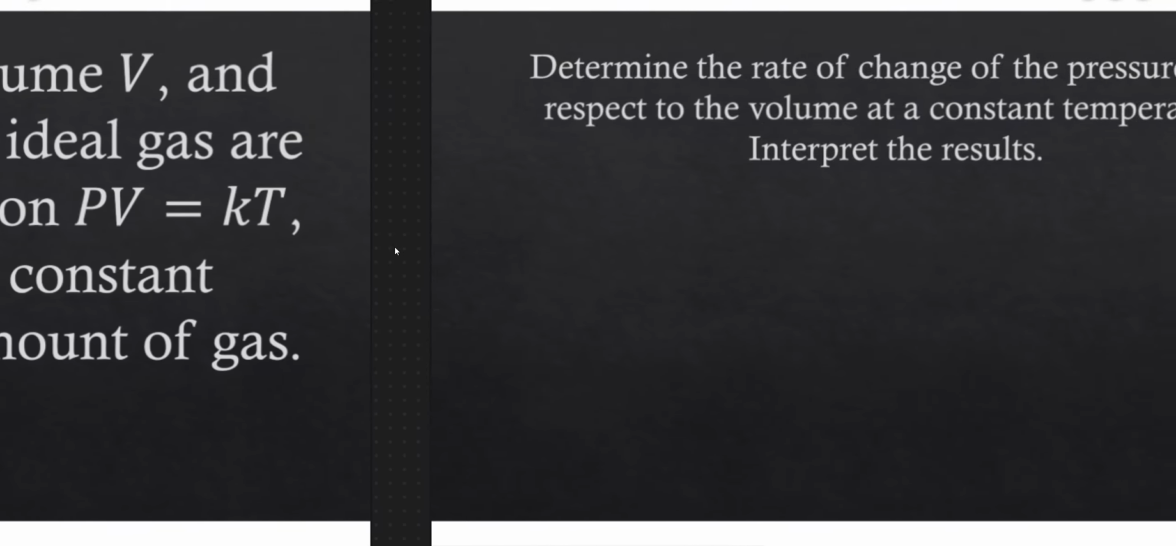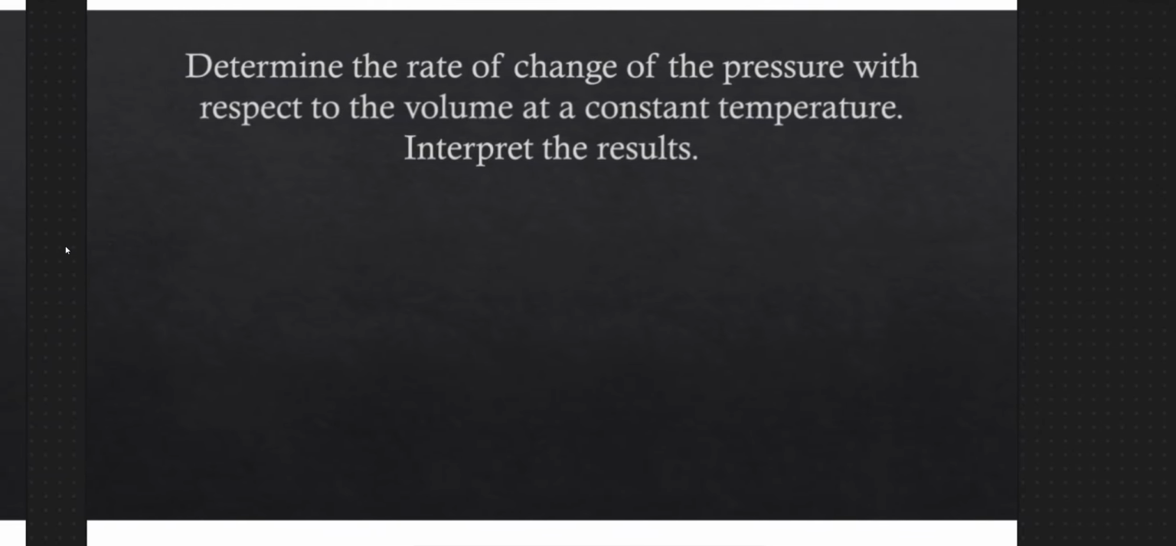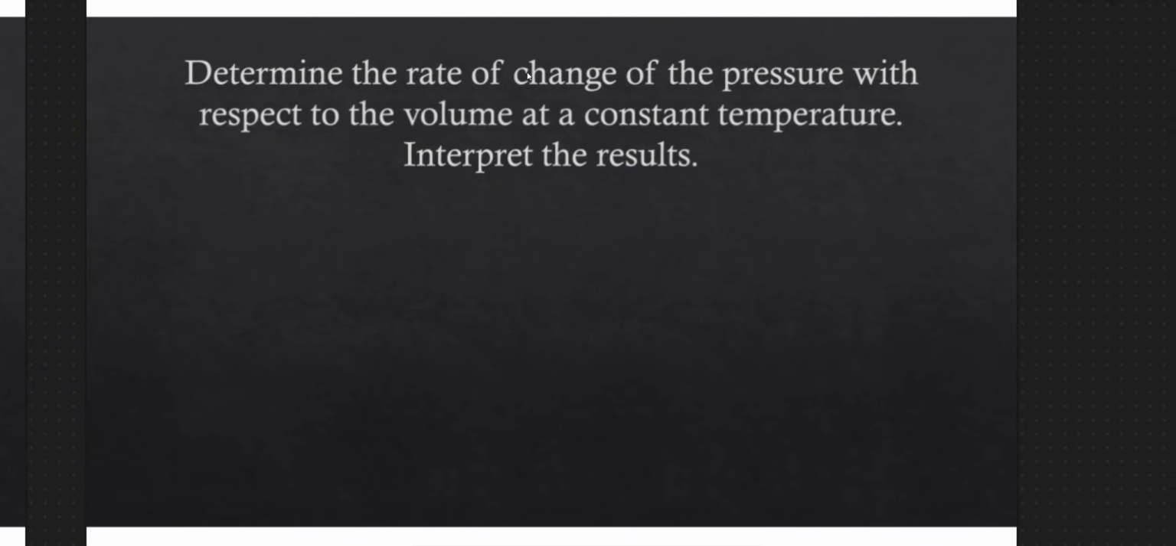So what kind of information can we get from this with partial derivatives? Let's say determine the rate of change of the pressure, P, with respect to volume, V, at a constant temperature. So we're going to leave temperature constant, and we want pressure with respect to volume. I'll start with PV equals KT. We're keeping temperature constant, and I want pressure in terms of volume, so I'm going to solve for pressure. P equals KT over V.